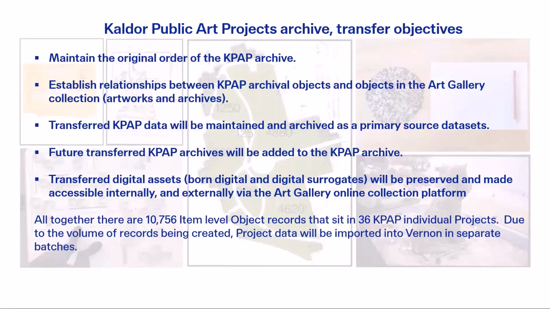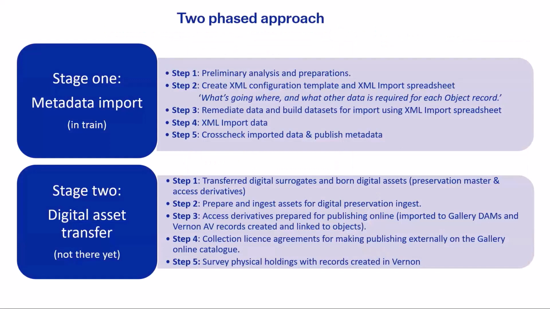Altogether, there's 10,756 item-level object records that sit in 36 KPAP individual projects. Due to the volume of records being created, the project data, so the 36 projects within the KPAP archive, will be imported as separate batches. It's a phased approach in migrating the metadata into Vernon and also the digital assets. Stage 1 would be the metadata import. I sort of divided it into steps.